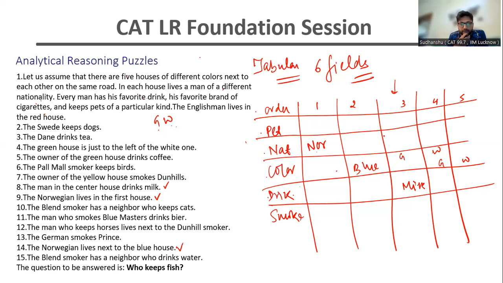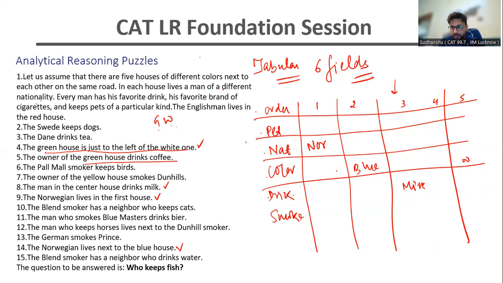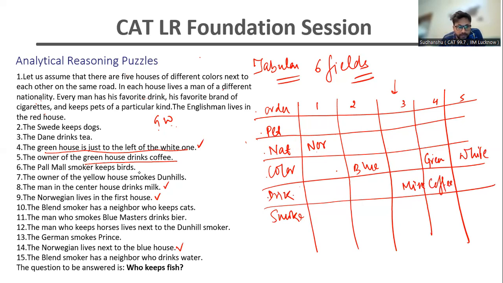So green and white. Let's see, do we have any information about green? The greenhouse is just to the left of the White House. This we have done. Anything more for validating which of the two possibilities is going to be true? The owner of the greenhouse drinks coffee. If I put green here, then this person is drinking milk. So therefore, I can't put green here. So I have to put green here, right? So this is also clear. So I put a green here, I put a white here, and the owner of green drinks coffee. So this is also done.